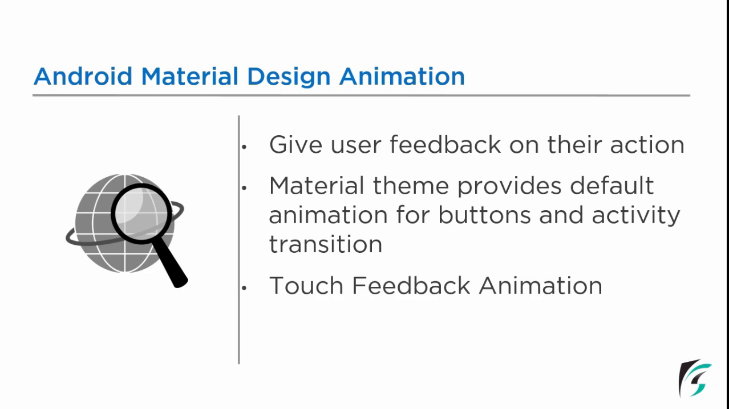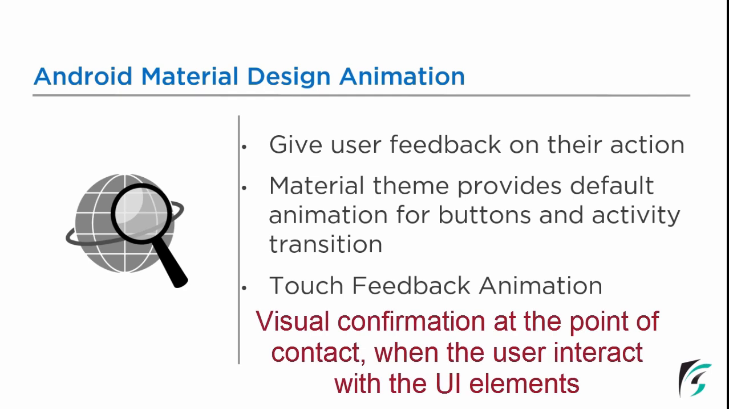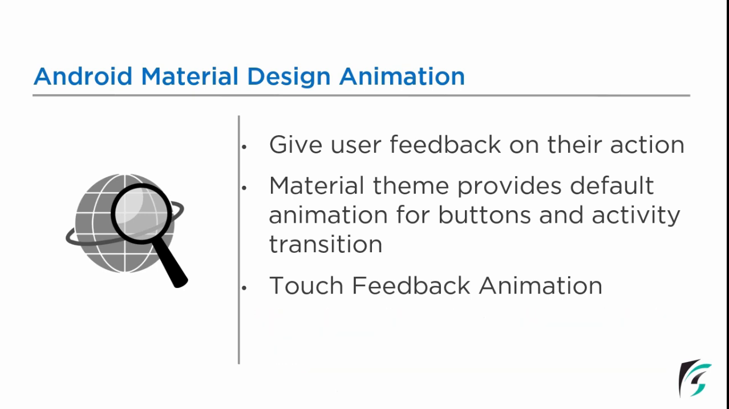We will proceed with the touch feedback animation. The touch feedback animation provides the user visual confirmation at the point of contact when the user interacts with the UI elements. Next will be the activity transition. Activity transition refers to the transition when the user switches from one activity to another. We will be learning more about it in detail in the upcoming videos.